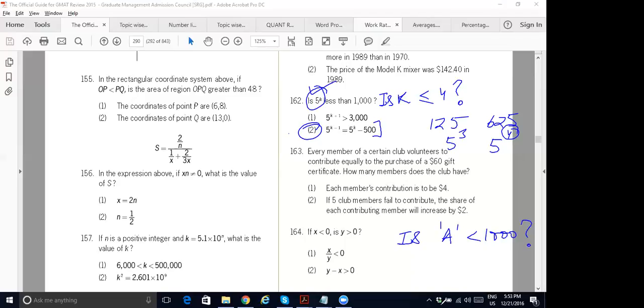So we are interested in only giving a definite answer to the question asked. This makes sense? Yeah. Now it does. Okay, perfect.